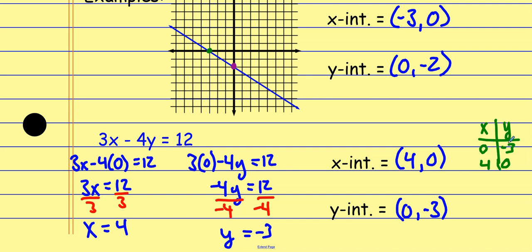All right? And if you want to use the shortcut, that little cover-up method, you say, oh, if this was a 0, if I kind of blot out that 3x, I can solve that in my head. Divide each side by the negative 4. y equals negative 3. Okay? But again, should be very simple and very easy to do. And with those 2 points, I can easily graph this line.